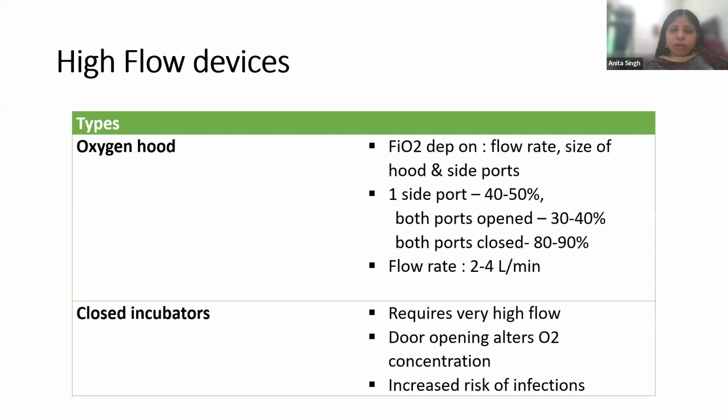In the case of the oxygen hood, a high flow device, the FiO2 depends on the flow rate, size of the hood, and side ports. If you close one side port, the FiO2 is around 40 to 50%. If both ports are open, it is 30 to 40%, and if both ports are closed, it is around 80 to 90%. We will see it, and the flow rate is usually more than 5 liters. And the incubator system requires very high flow, and these are less often used.